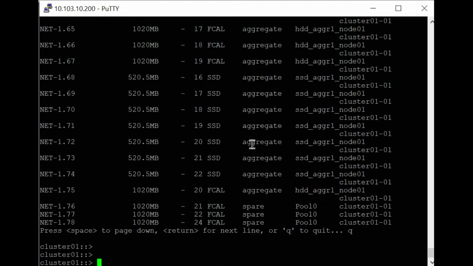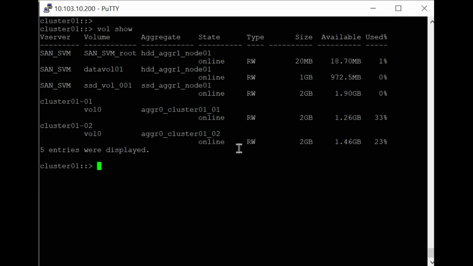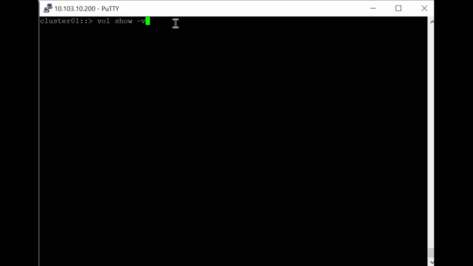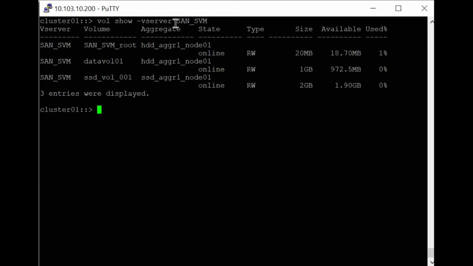Great. Let's also have a look at the volumes. So we create aggregates of disks to have volumes and LUNs on top of them. So volume show, these are the volumes we have, and these are the data volumes. Let's have a look only at the data volumes. So these are the data volumes here, one on HDD, the other on SSD. Okay, size, the available space, nothing is used now, usage is 0.